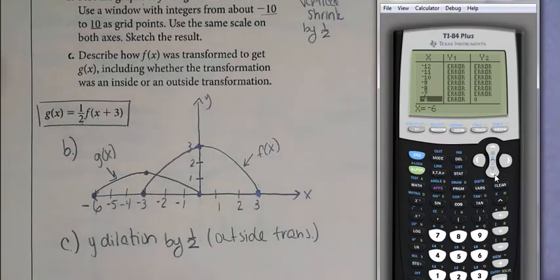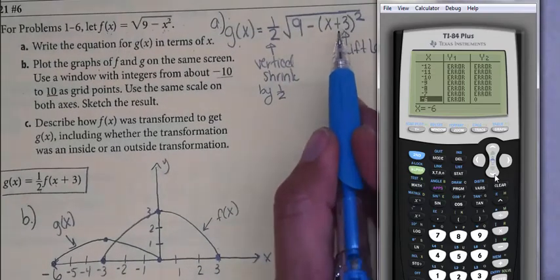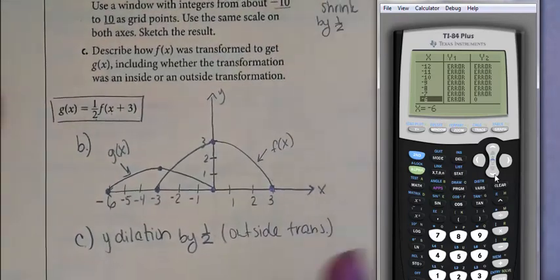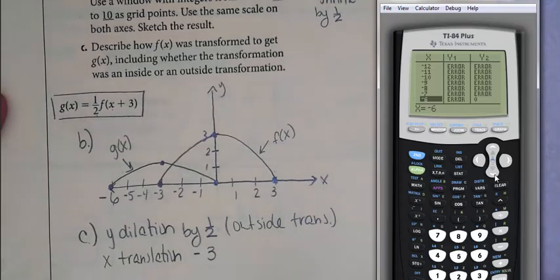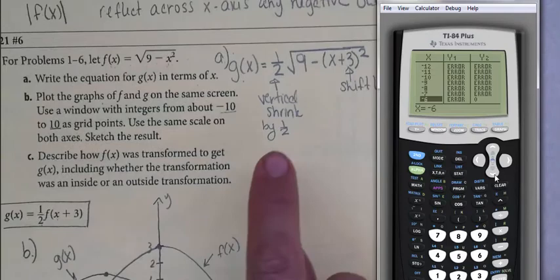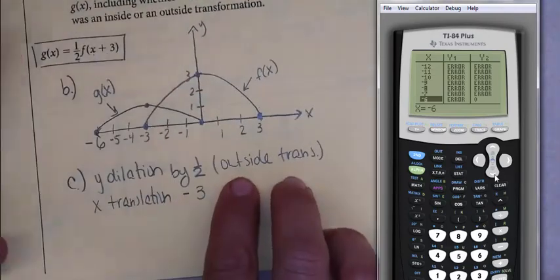I'm just going to abbreviate. The other thing that I had, this plus 3, shifted everything left. We'll call that an x translation. And if I'm going left, I'm going in the negative direction. And again, that's happening to the input, right? So that's happening to the input here. So that's an inside transformation.